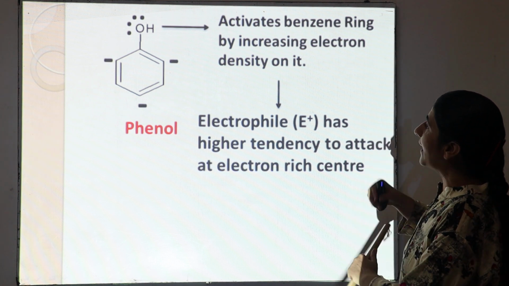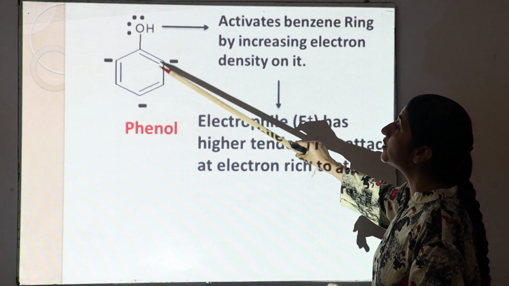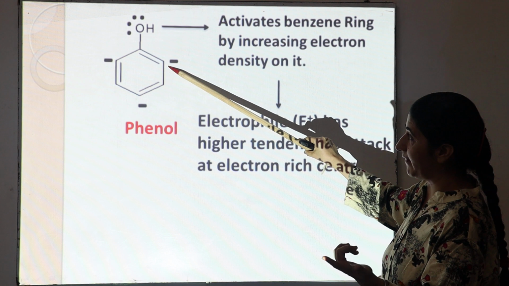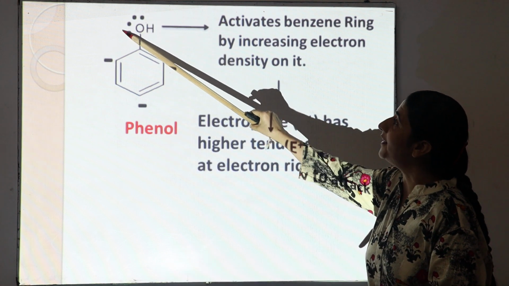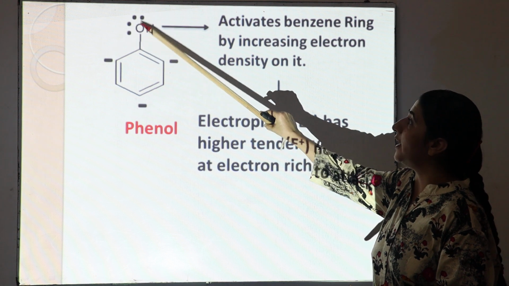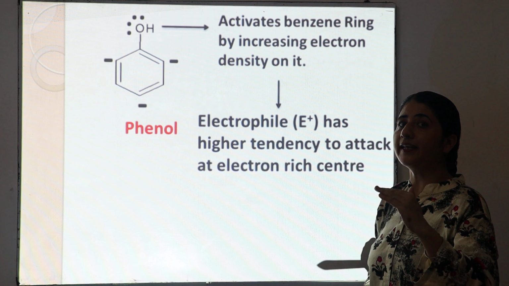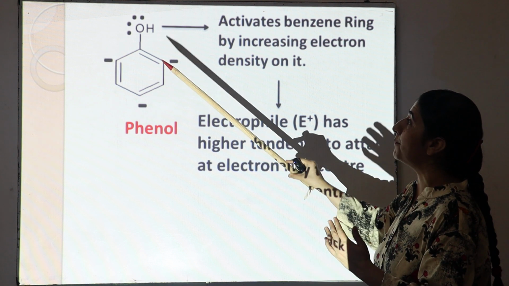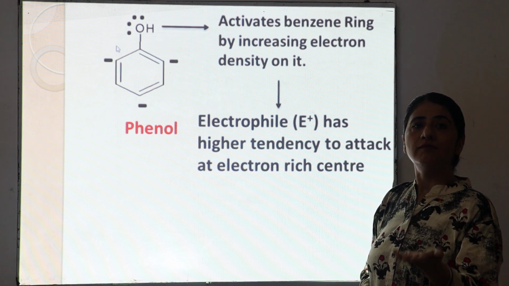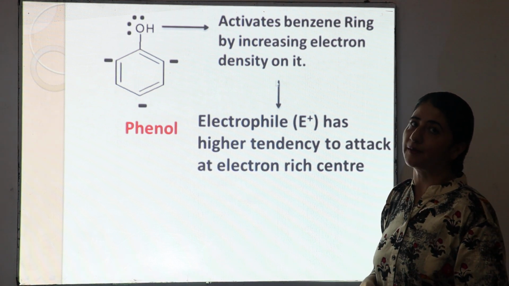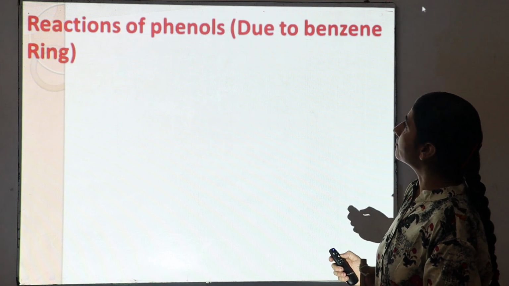So due to attack of electrophile at this position, phenol shows high substitution reaction. But in case of benzene, there is an absence of any group which contains a lone pair. So the activation of the benzene ring in benzene takes place to a lesser extent as compared to phenol. So that is why phenol shows faster electrophilic substitution reaction as compared to benzene.